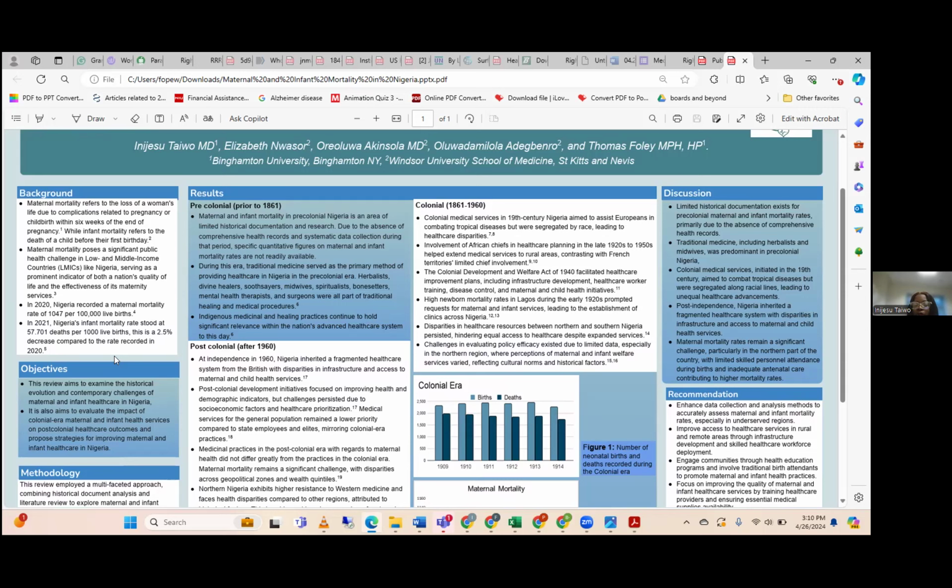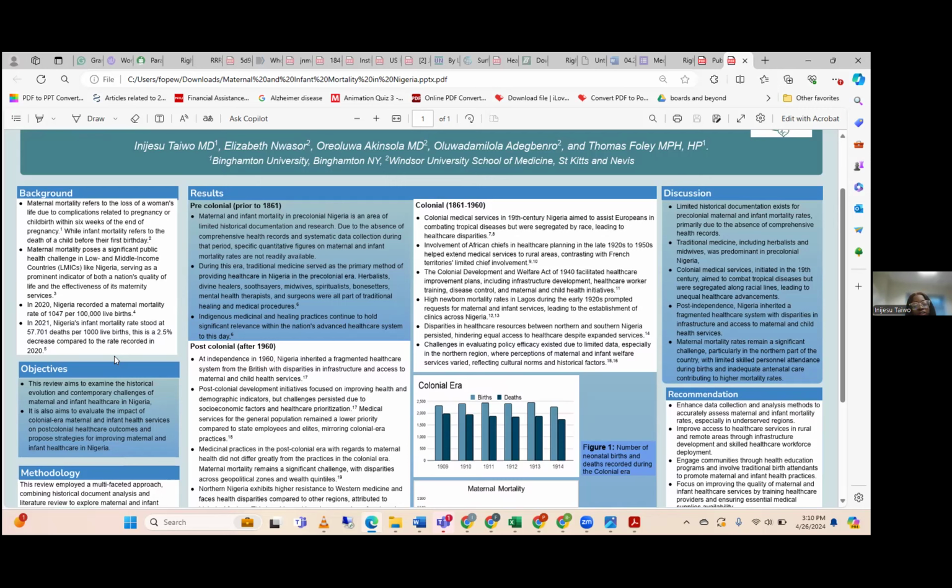But one thing that the colonial masters did in Nigeria, unlike places that were ruled by the French, was that they tried to involve the African chiefs in healthcare planning, because the African chiefs back then were the people that other Nigerians listened to. So they tried to involve the African chiefs in the healthcare planning, and this improved the health outcomes.